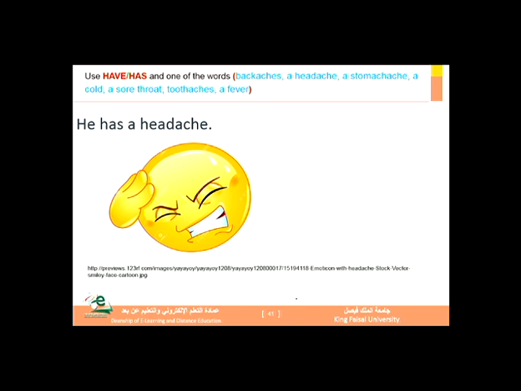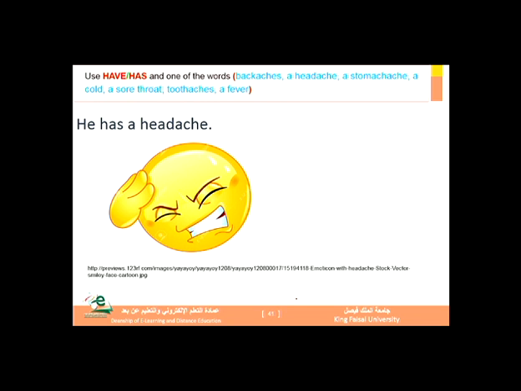Now, here is some exercise taken from your book about the use of have and has. And in addition, we have to choose one word from the list that we have here. So the exercise says use have or has and one of the words. So we have backaches, headaches, stomachache, a cold, a sore throat, toothaches, and a fever.